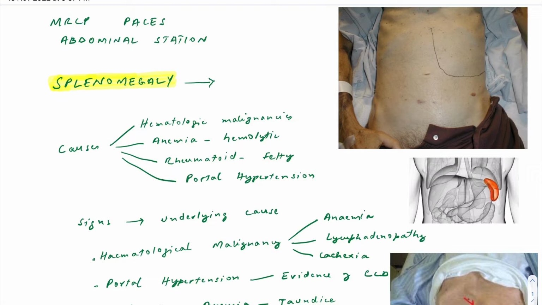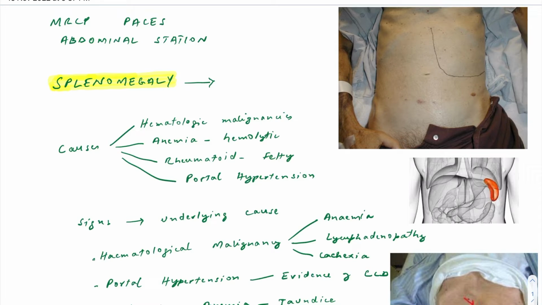Let's talk about a few causes of splenomegaly once we have found it in a patient, and I'm sure you all know how to palpate the spleen. Normally you have to start in the right iliac fossa and move upward, asking the patient to breathe deeply until you can feel the spleen tip. Causes are important because once you have all the causes in your mind, you can look for other positive findings which can lead you to the diagnosis of the splenomegaly.